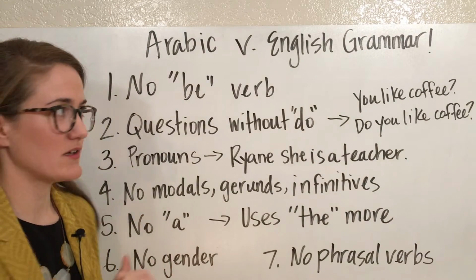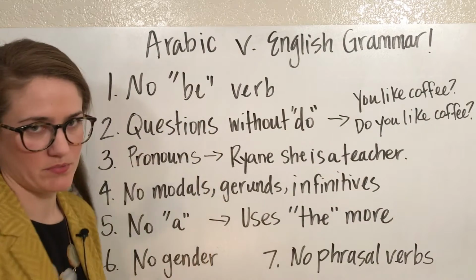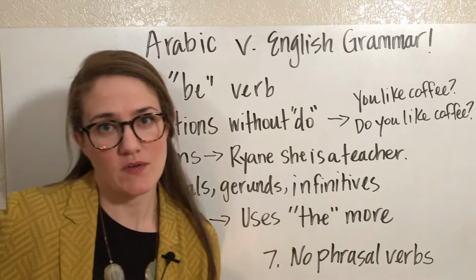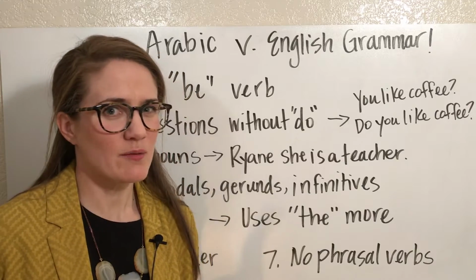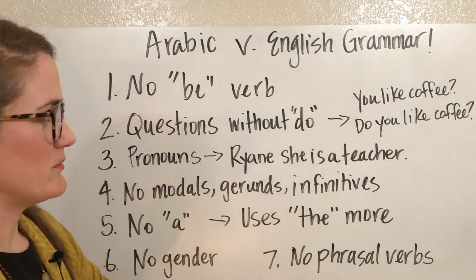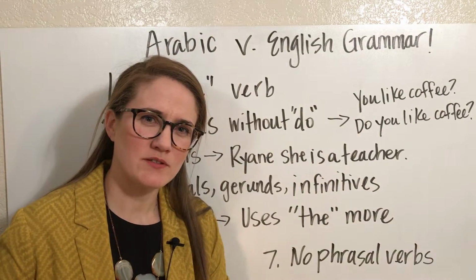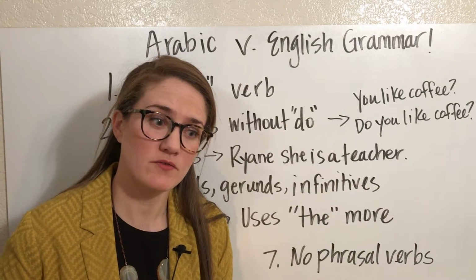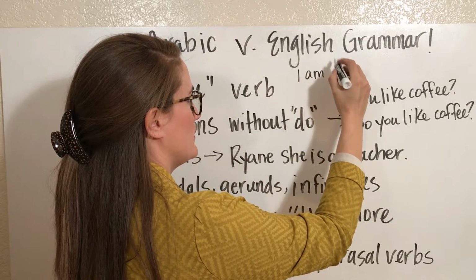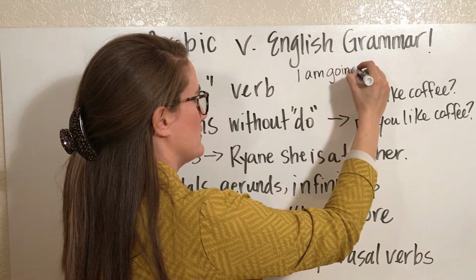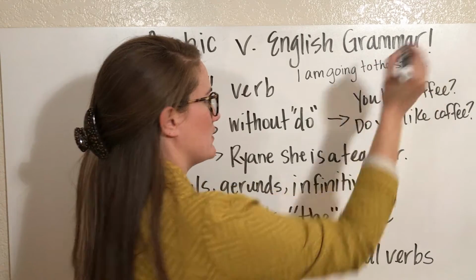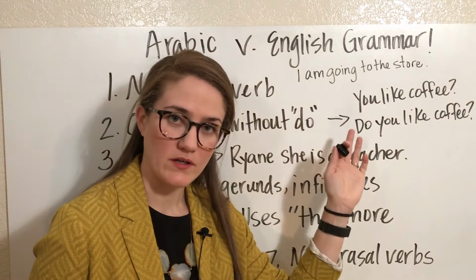Okay, in Arabic, there's no be verb, right? So in English, we would say, I am a teacher. And in Arabic, you would just say, I teacher, right? So there's no be verb. This is also a problem in present progressive, which is, I am going to the store. Okay, so I am going.